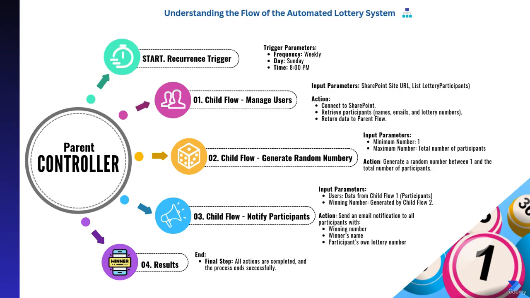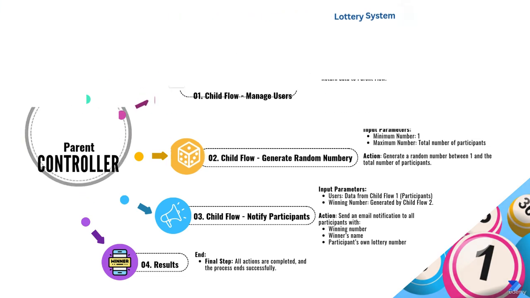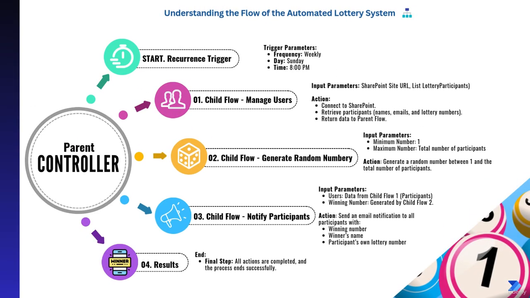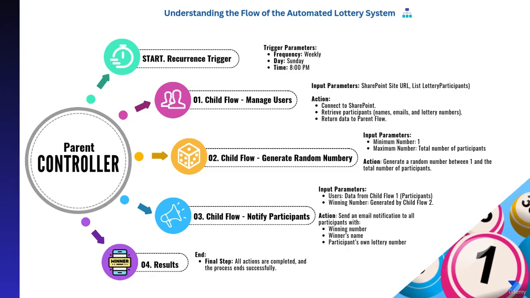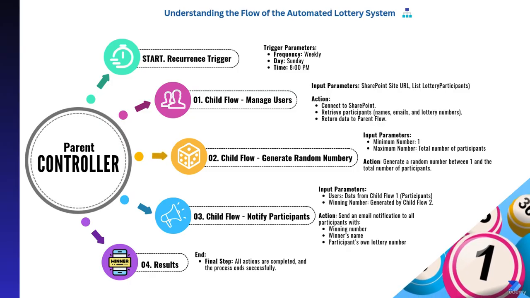After receiving the participant data, the parent flow proceeds by calling the second child flow, which generates the winning number for the lottery. This is where the randomness of the lottery comes into play. The system uses the total number of participants, which it got from the first child flow, to randomly select a winning number. This ensures that the lottery is fair, with each participant having an equal chance of winning. The generated winning number is then passed back to the parent flow for the next step.